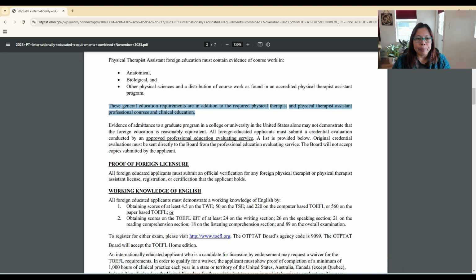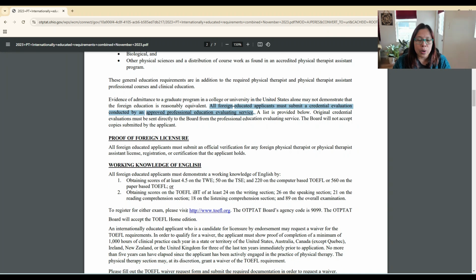Okay, so it says here, evidence of admittance to a graduate program in a college or university in the United States alone may not demonstrate that foreign education is reasonably equivalent. All foreign educated applicants must submit a credential evaluation conducted by the approved professional education evaluating service, which is below. Okay, we're going to discuss what are those agencies that they approve of.